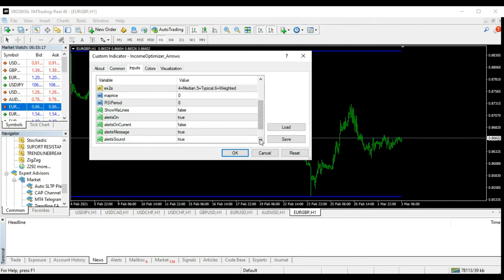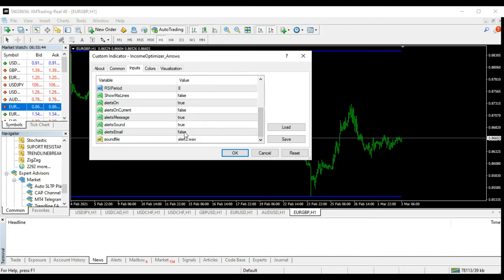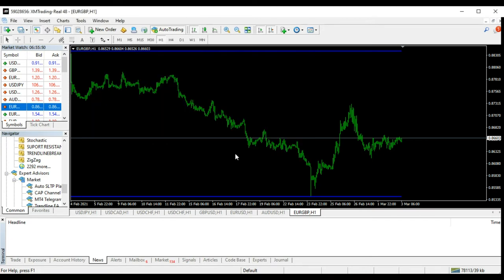And I do things like show MA lines. No. Alert is on, yes. Make sure your alert is on, because if not, you cannot get signal. Alert on current, I put false, false. Alert message, yes. Alert sound, yes. Alert message is the one that will send the alert to your phone, and you can use your phone to enter the trade. Alert email, well, this one too, if I like, I turn it on. But now, let's go and see exactly how it looks.